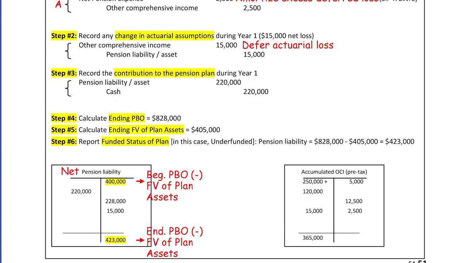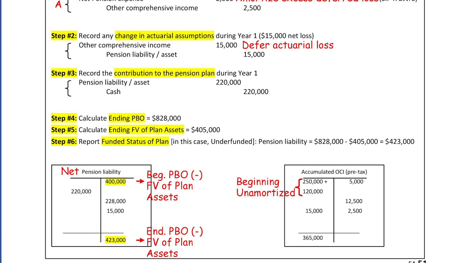Now let's look at the T account for accumulated OCI. So you have a beginning debit 250 plus 120. Put a bracket and write beginning unamortized. So you had a beginning unamortized prior service cost $250,000. Beginning unamortized net loss $120,000, and we know all the unamortized portions, they lie in accumulated OCI.